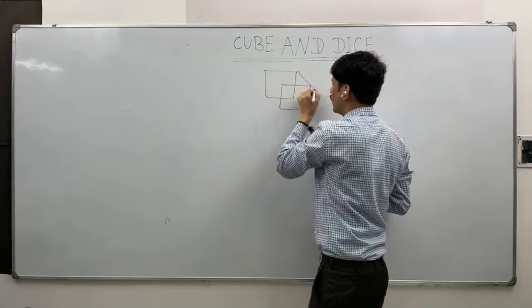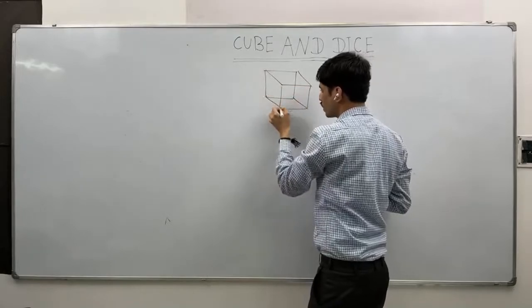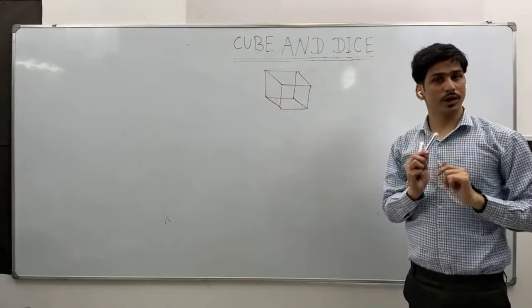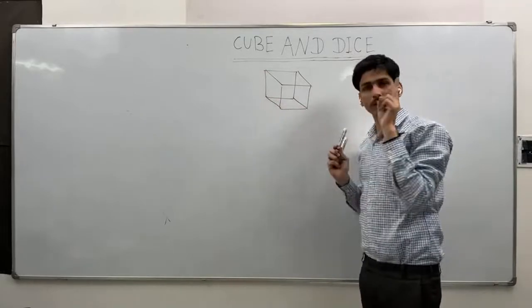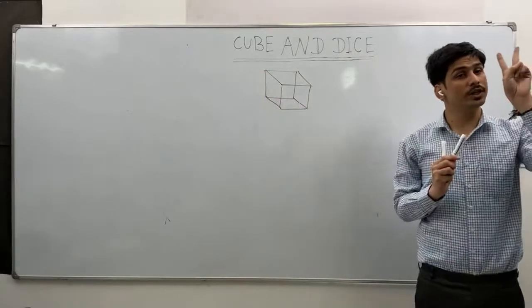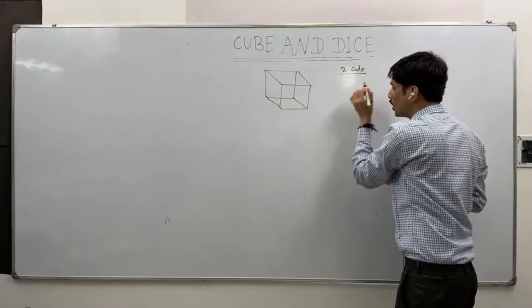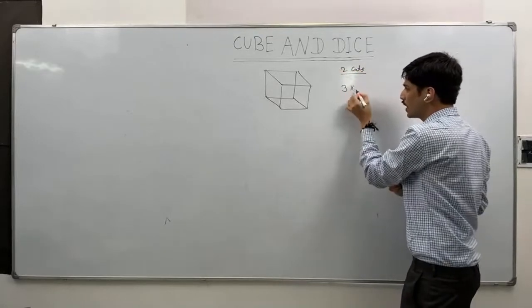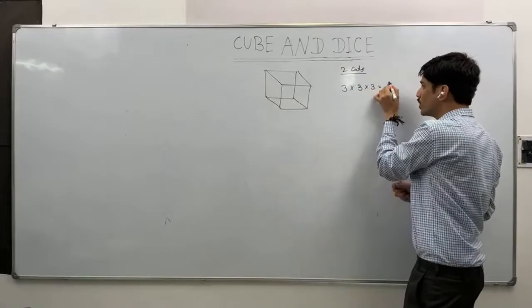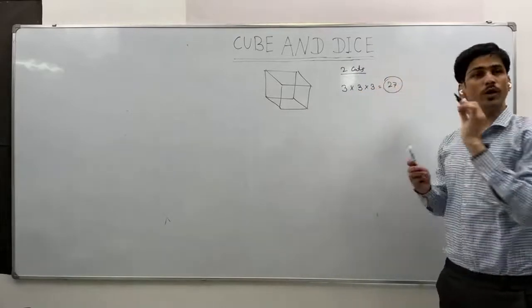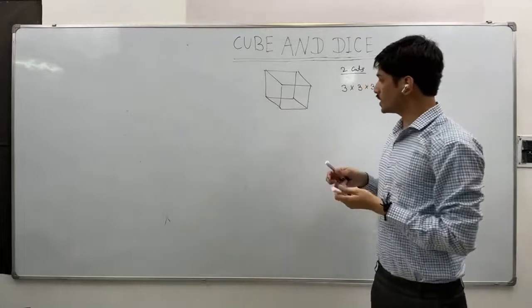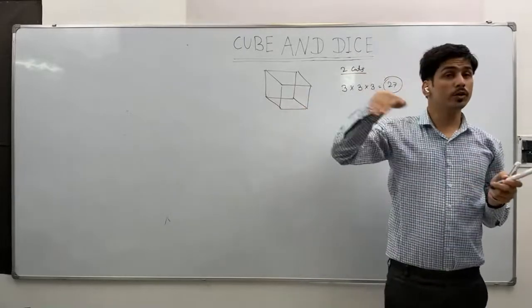Along each axis I'm making 2 cuts. So each axis, if I'm making 2 cuts, how many pieces I will get along each axis? 3 pieces. So if I have 2 cuts, then along each axis I'll get 3 pieces. So can I say 3 into 3 into 3? So in total, how many pieces I'll get? 27 pieces.